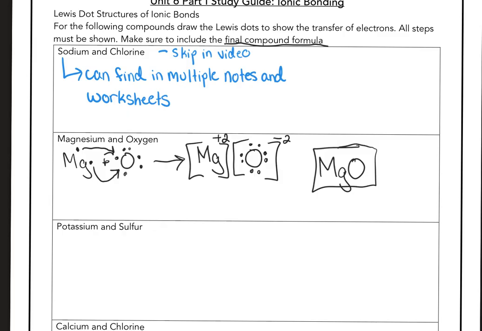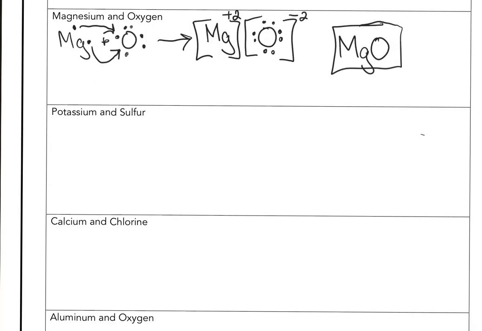We are going to do the next problem of potassium and sulfur. All right, again, if you have not done this problem with potassium and sulfur, I highly recommend you pause the video and try the problem yourself. So again, we're going to start out with 1 potassium and 1 sulfur. Potassium has 1 valence electron and sulfur has 6. And remember, I still am only going to start out with 1 of each. So then I draw an arrow showing my transfer of electrons.